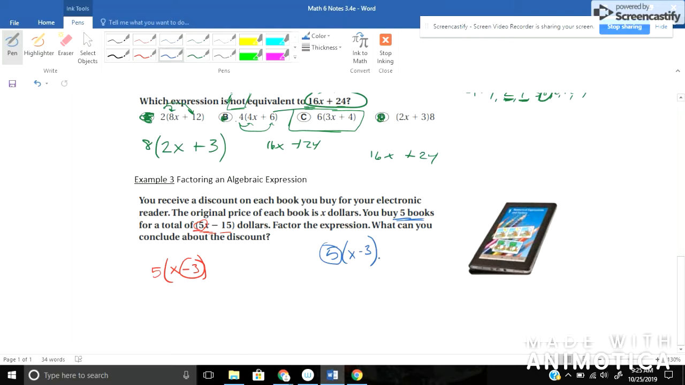And why is it minus $3? Well, here it talks about you get a discount on each book you buy for your electronic reader. Okay, so a discount obviously is when something is cheaper. So that's what's represented by the x minus 3. Okay, so the factored expression shows this discount of $3 for every book you buy. And the original expression right here, 5x minus 15, shows a total savings of $15, right? If you bought 5 books and you got $3 off each one, that would give you the discount of $15 total.